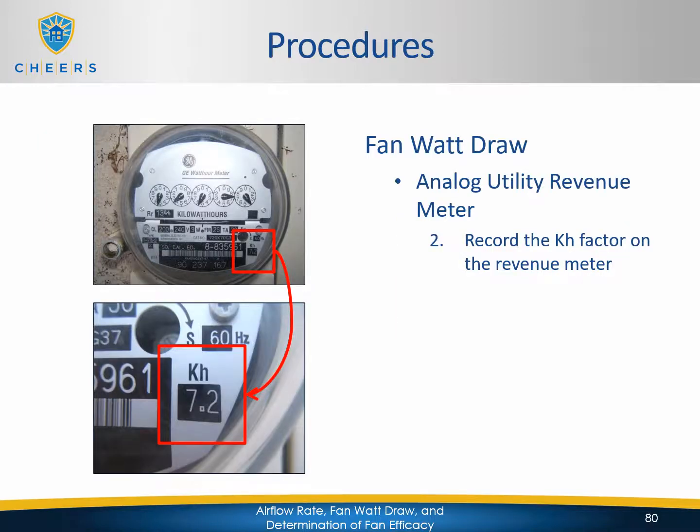You will then want to go to the utility meter outside, the analog utility meter. If you look at the utility meter, you'll see a number with a Kh somewhere on the meter. In the picture that you see here, the Kh is found on the bottom right-hand side. For the most part, that's where you'll find it the majority of the time. But if it's not located there, just look for a number that has the Kh designation next to it, and that'll be your Kh factor.